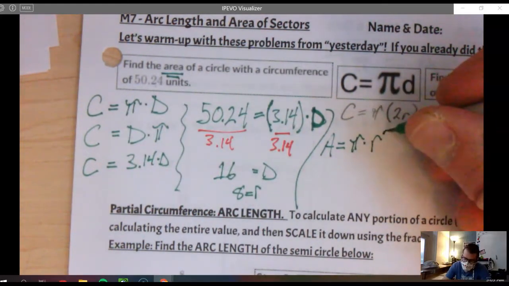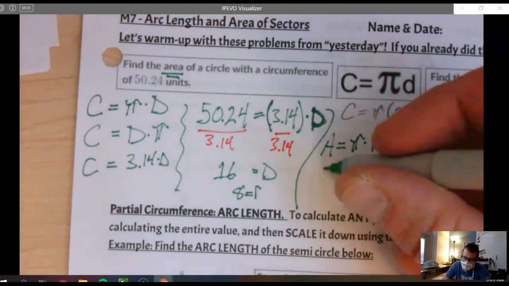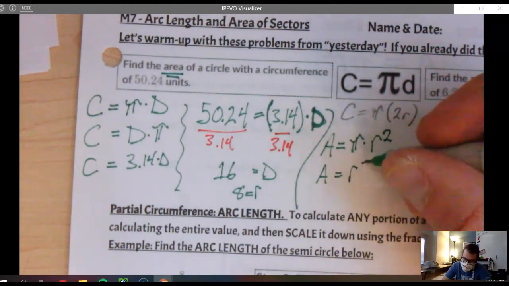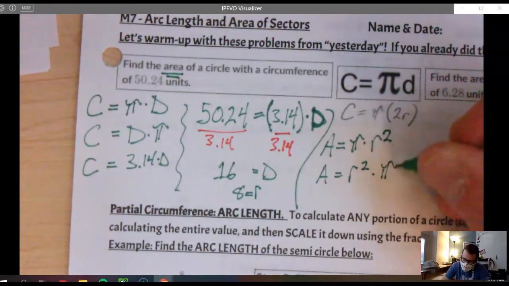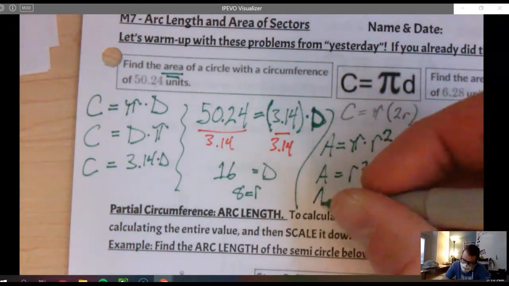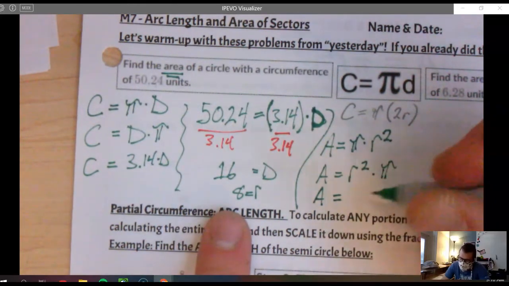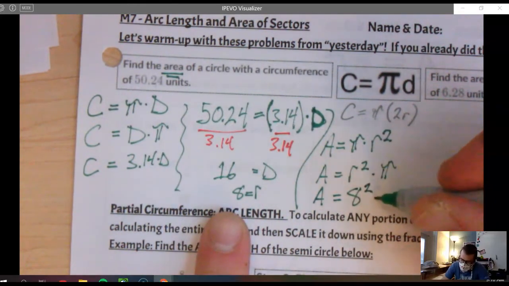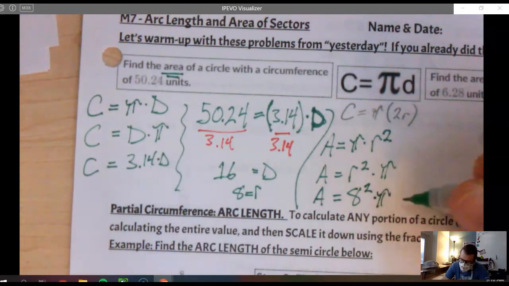Pi times radius squared. Guys, here is where I'm going to start writing radius squared first, and flip that order around, because it's easier to put the number first. So 8 squared times pi, because we can leave the pi as pi.